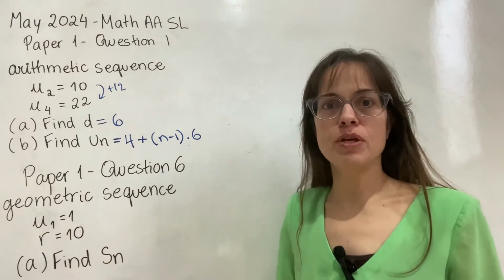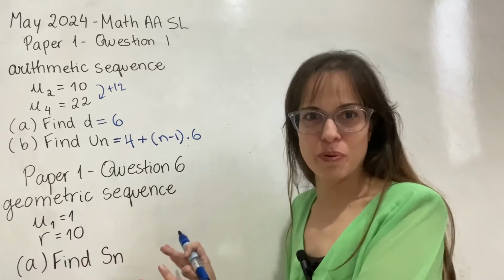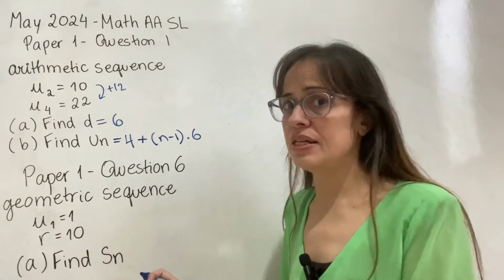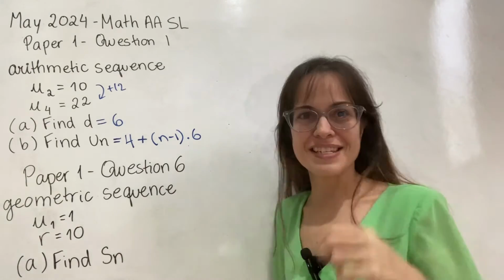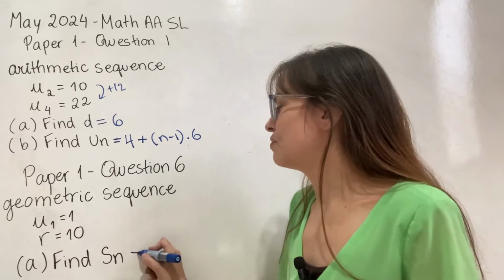I didn't put part B of the question 6 here yet just because it didn't fit on the board, okay? But let's do part A and then we'll move on to part B. Because part A is actually kind of easy. It's just worth 1 mark, I think. Yes, 1 mark. So you have U1, you have r, you want to find Sn.